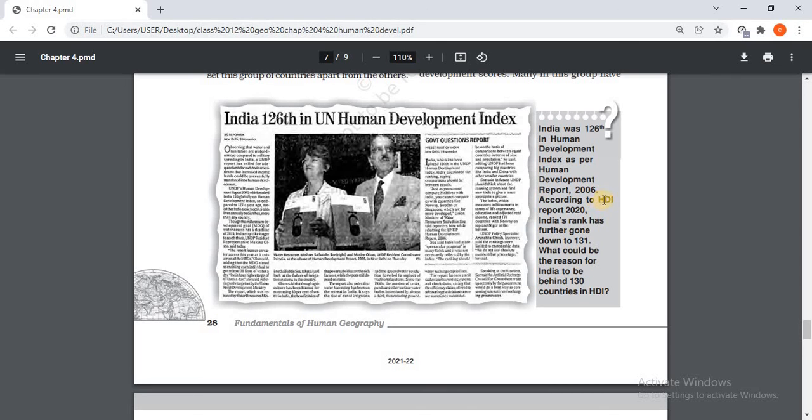According to the HDI report 2020, India's rank has further gone down to 131. The reason for India to be behind 130 countries in HDI.